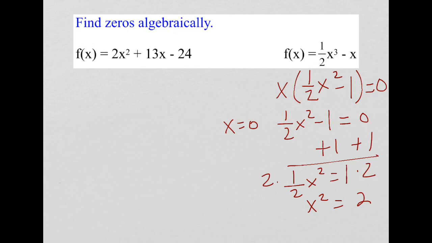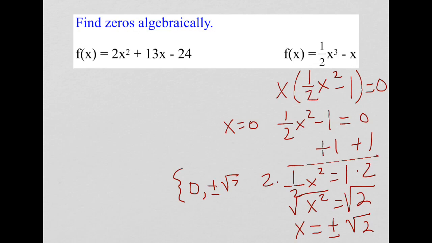Now I need to get rid of the square. To do that, I take the square root of both sides, and I get x equals, and don't forget, anytime you take a square root, you have a plus or minus root. So I have plus or minus the square root of 2. So that gives me my solutions as 0 and plus or minus the square root of 2.